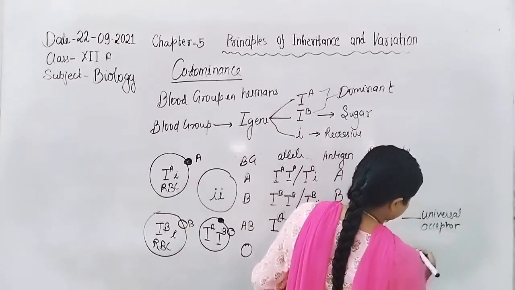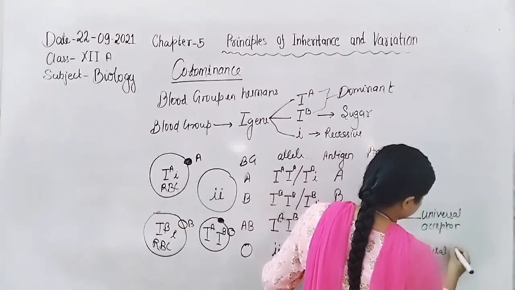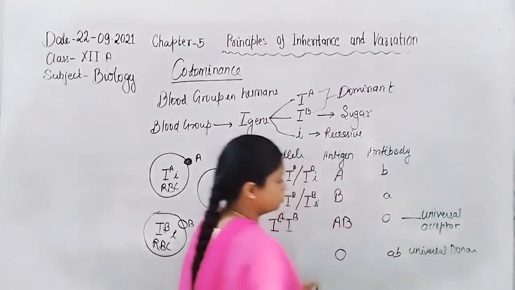and O as the universal donor. So these are all the antigens, antibodies and codominance examples.